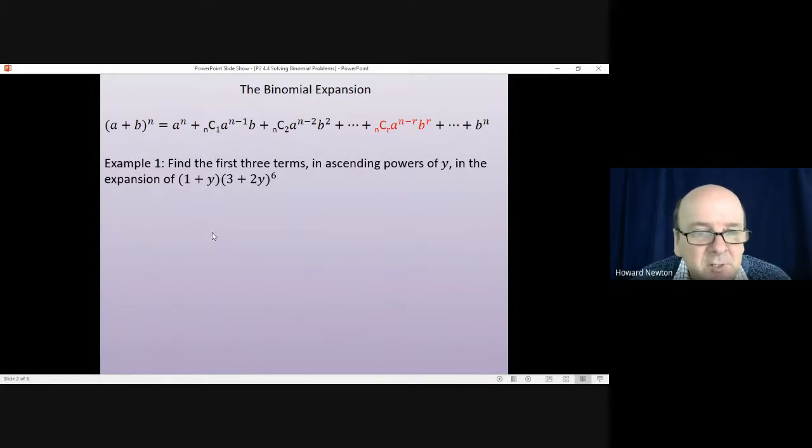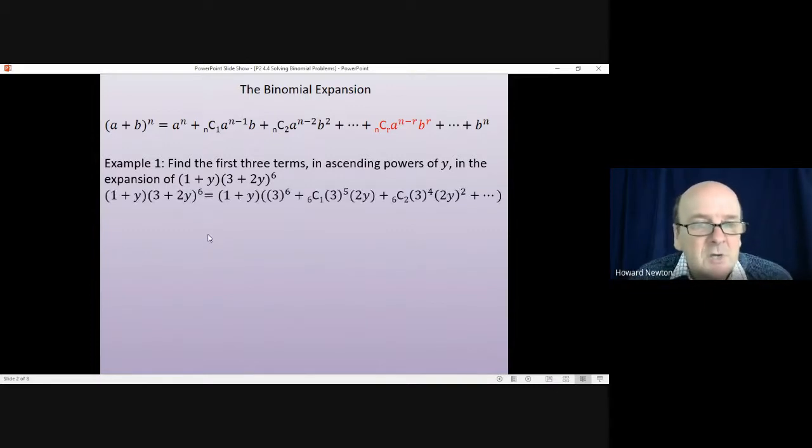Okay, let's have a look at this. As I said, the first thing we're going to do is just expand (3 plus 2y) to the power of 6 using the binomial expansion. So the first term, a to the n, will be 3 to the power of 6. The second term will be this. The third term will be that. There are higher order terms, but we're not going to work them out because we're not going to need them in the answer. Ultimately, we're only going to need the first three terms. So these extra higher order terms are not necessary to calculate in this question.